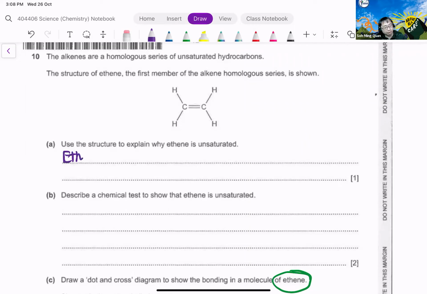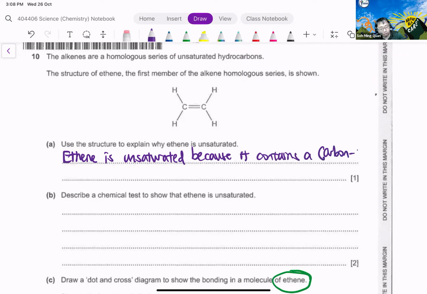Ethene is unsaturated because it contains a carbon double bond.